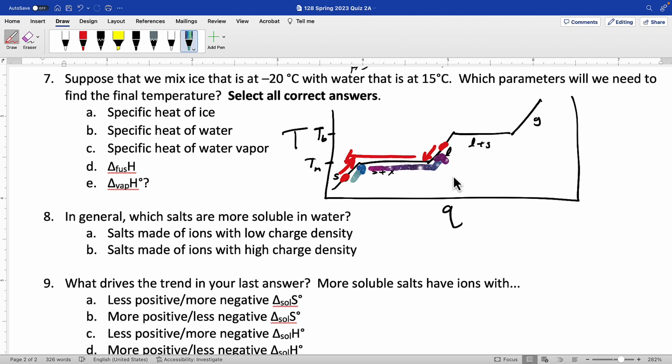But we can say what terms we need, because by looking at this, we can see that the ice is at least going to heat up a little bit, right? So we know we need the specific heat of ice, so we better circle that. We know the water is going to cool down a little bit too, so we need the specific heat of water. And what's going to happen is, depending upon the relative amounts of substance, either we're going to end up freezing some of the water, or we're going to end up melting some of the ice. So either way, we're going to need the heat of fusion.